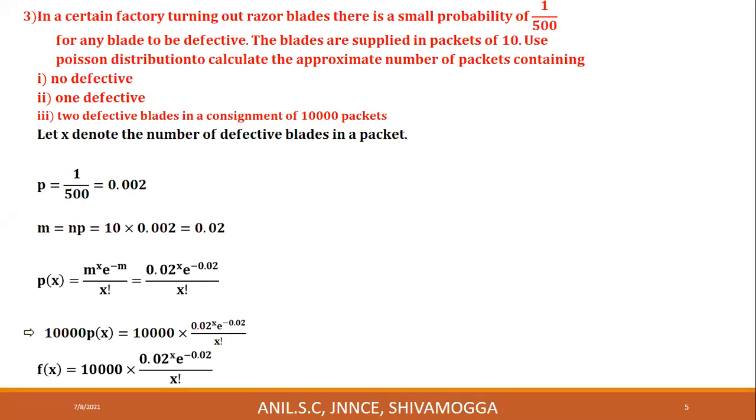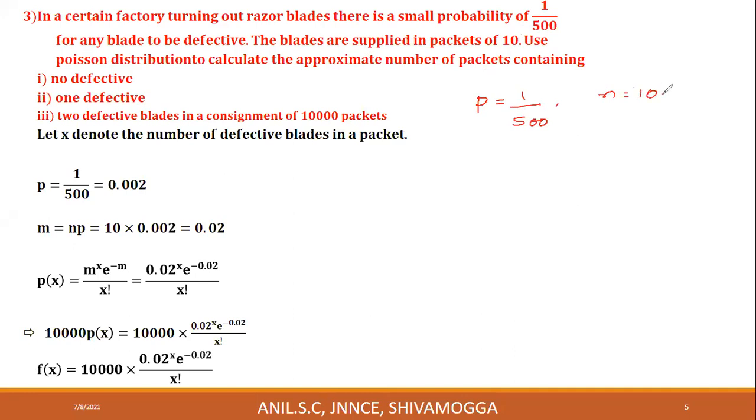First, we shall construct the probability function with respect to each packet, and each packet contains 10 blades. First statement. In a certain factory turning out razor blades, there is a small probability of 1 by 500 for any blade to be defective. That means P is equal to 1 divided by 500. The blades are supplied in packets of 10. That means N is equal to 10.